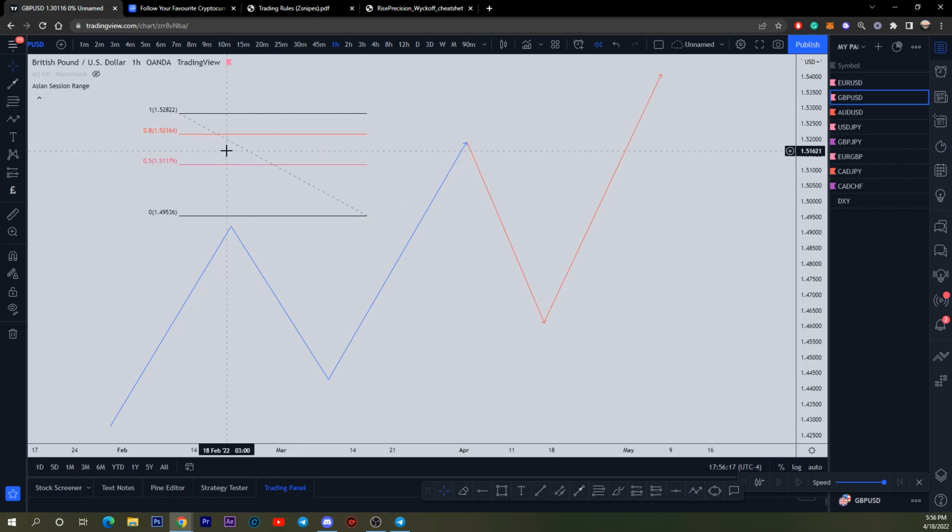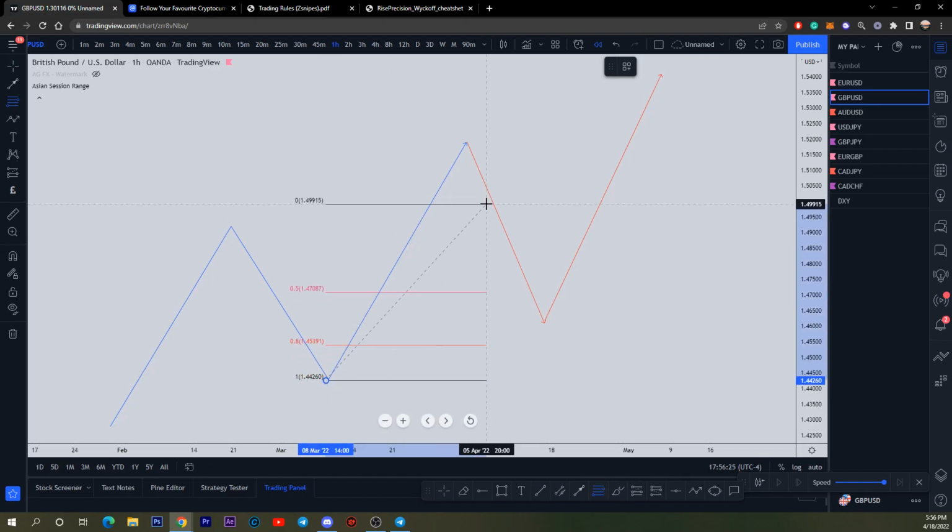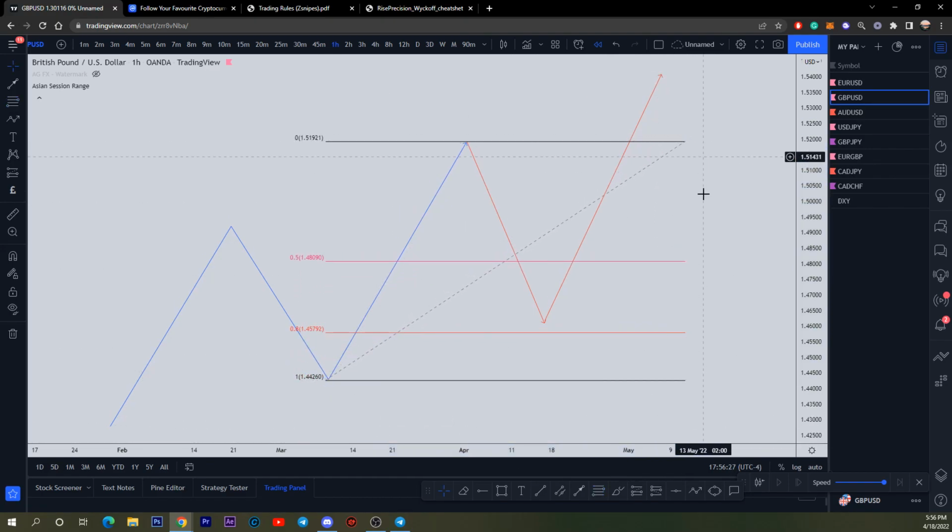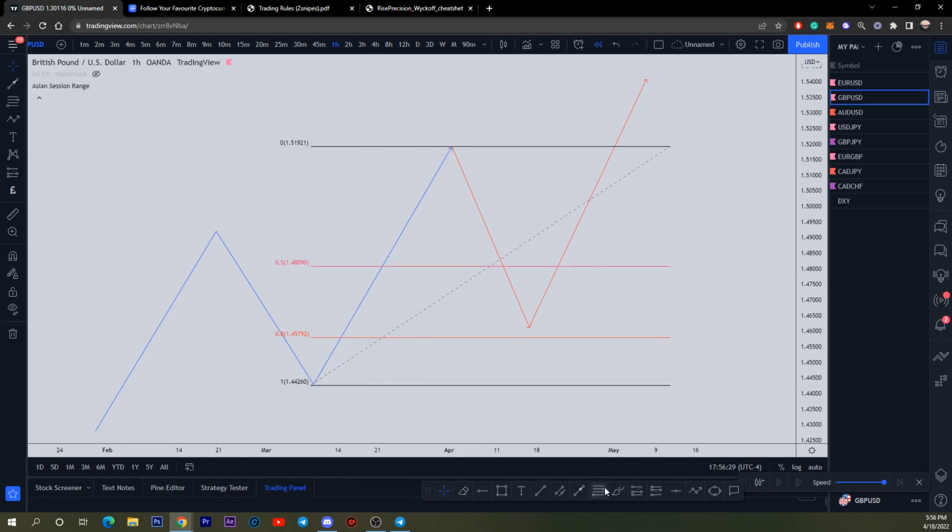Using the fibs, you can use them in different ways. You can use the fib to mark out your leg, your structure. Essentially right here, boom. This is from this swing low structure point to this swing high structure point. So from swing low to swing high, that's how you want to draw in a bullish scenario. In a bearish scenario, it'd be from swing high to swing low.